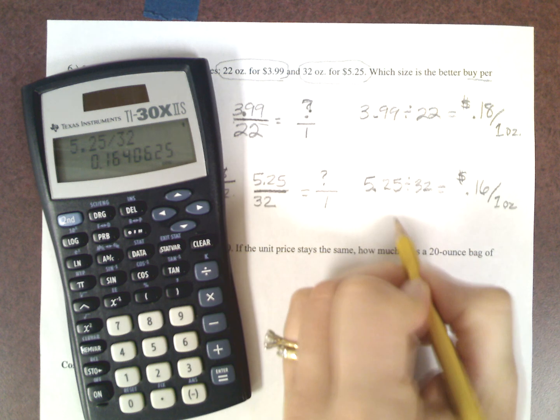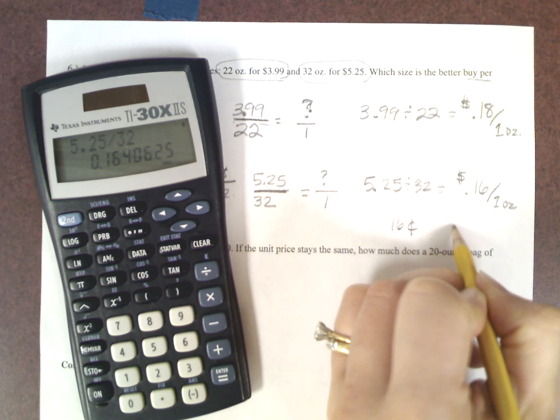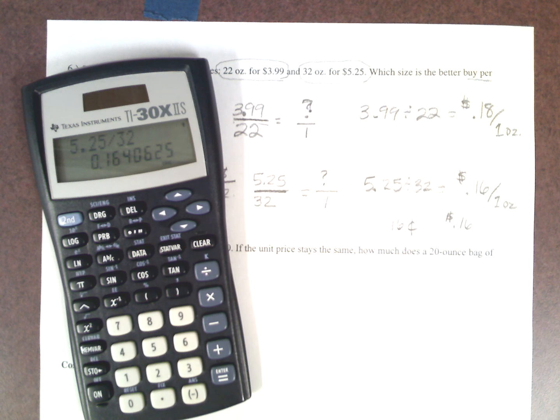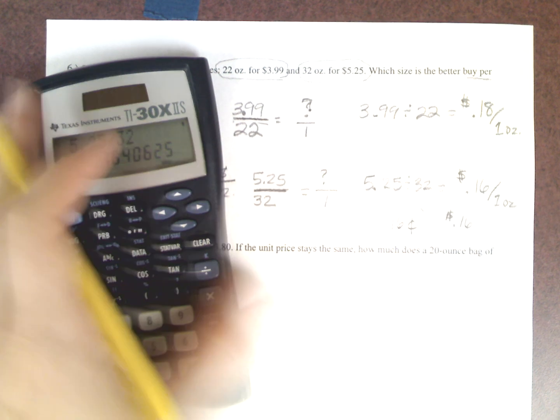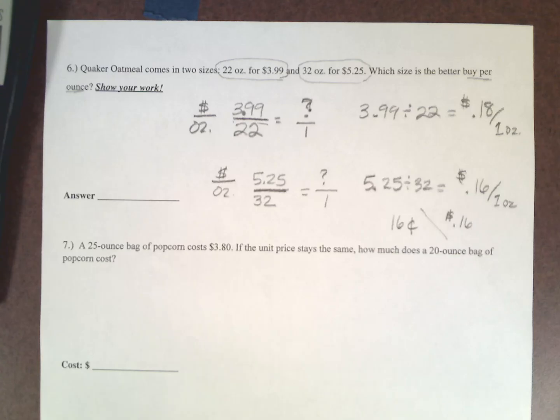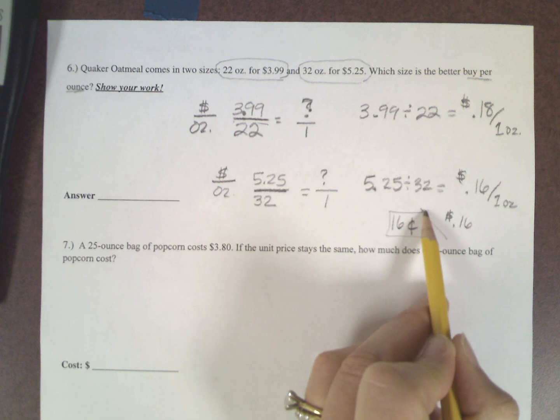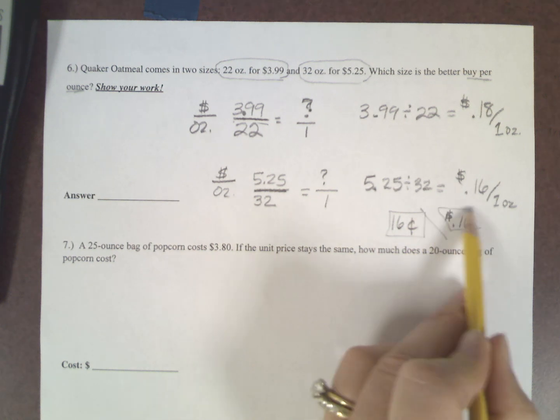Now, if you want to write 16 cents with a cent sign, that's fine. Or you can write it with a decimal and a dollar. These both mean the same thing. I know we got a little bit of glare going on. I'm going to see if I can, there we go, that's better. They both mean the same thing. Just be careful. You either use the cent sign or use the decimal and the dollar sign.